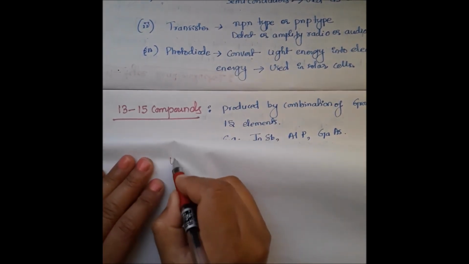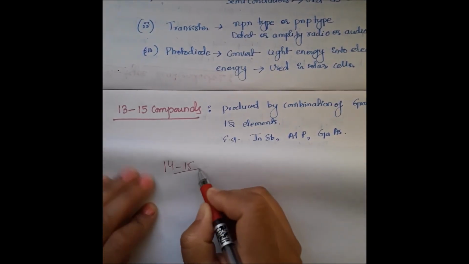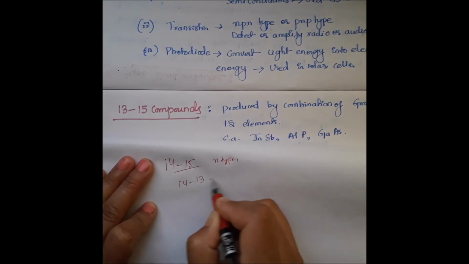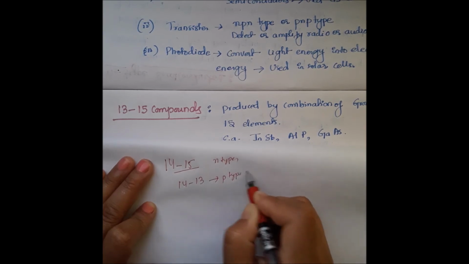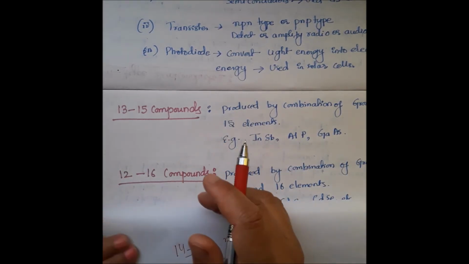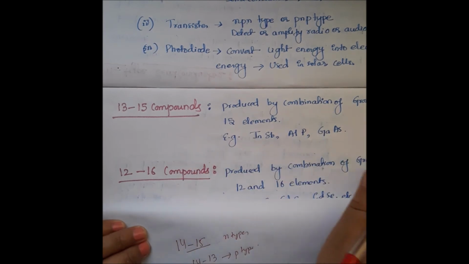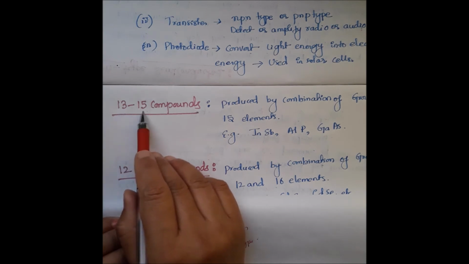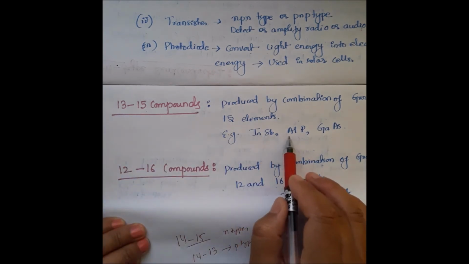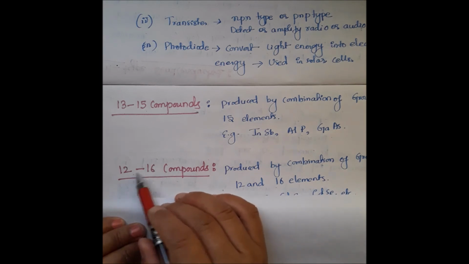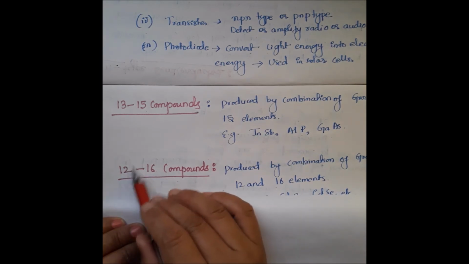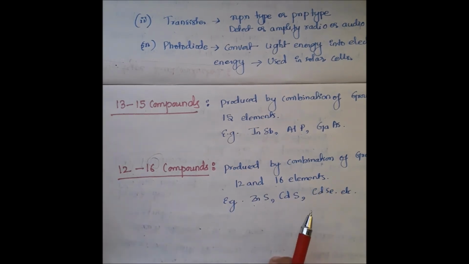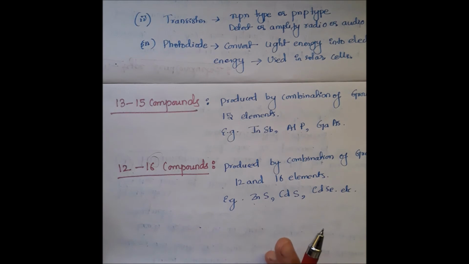Then next we will be talking about group 13, 15 compounds. Group 14 and group 15 compound is your n-type semiconductor. Group 14 and 13 is your p-type semiconductor. Similarly, we have combinations of elements from groups 13 and 15, like indium antimonide, aluminum phosphide, etc. Then 12 and 16 compounds, a combination of elements from groups 12 and 16, such as zinc sulfide, cadmium sulfide, etc.